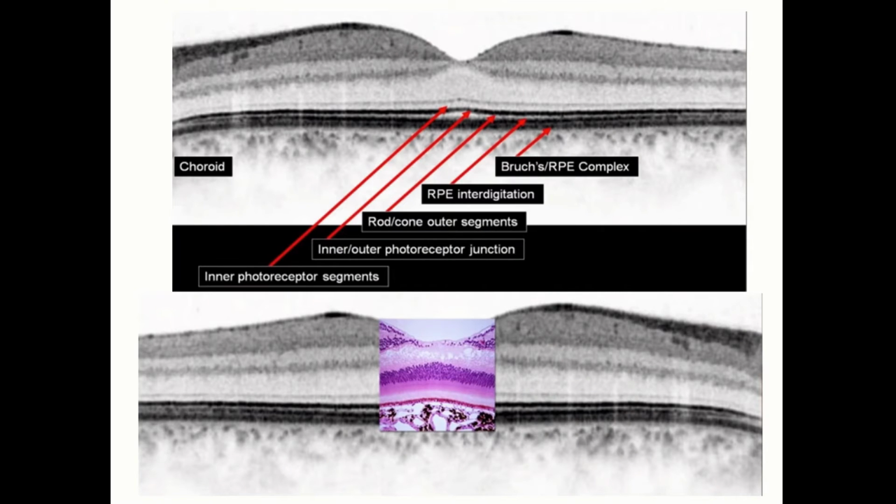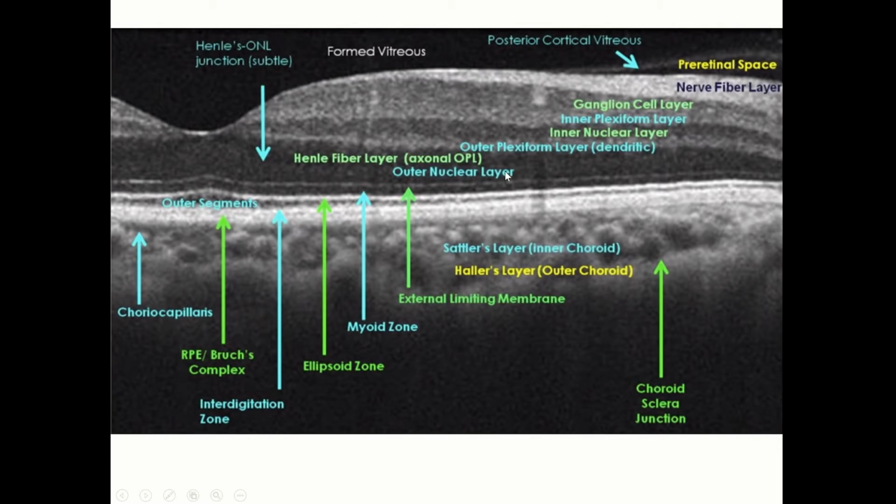Now, if you look at the bands, you can see this is the Bruch's membrane complex over here. Then you've got the RPE interdigitation zone. Then you've got the rod and cone outer segments. Then you've got the inner outer photoreceptor junction or the ellipsoid layer. And here you've got the inner photoreceptor segments. So these are actually the detailed illustration of all the layers of the retina.